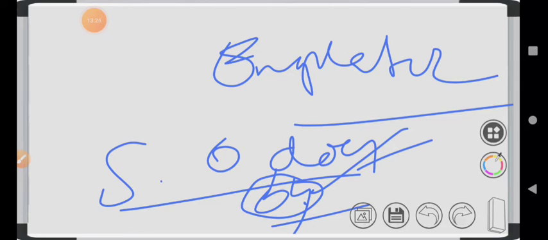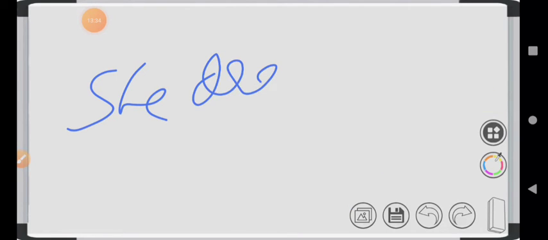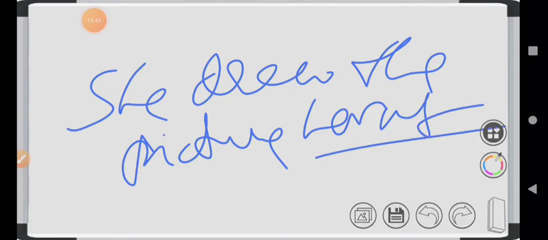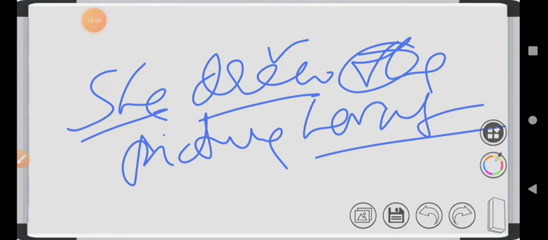For example, she drew the picture. Draw, drew, drawn. She drew the picture. She drew the picture herself. Herself is an emphatic pronoun. It means that she did it alone, without any help. The object is the picture. Subject is she. Drew is the verb. Herself is an emphatic pronoun, not a reflexive pronoun.